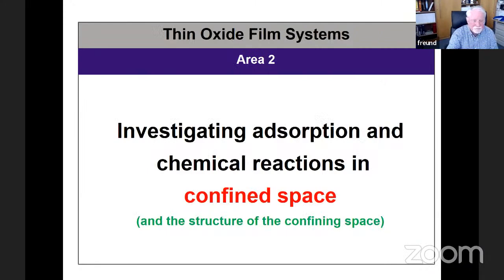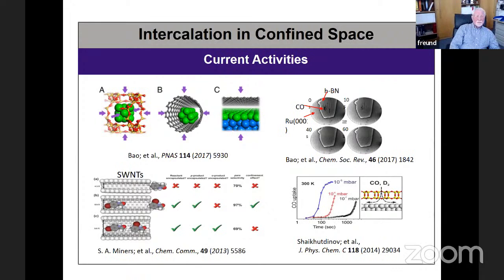This was the first example. The second example is now going to what we call confined space. Now, what do we mean? What we mean, and it's not our first idea, there were other people who were looking into this. Can we have, say, for example, carbon nanotubes where you have limited space? And how does the limited space in the nanotube change the reactivity of the system? I already mentioned, if you have zeolites where you have particles inside the zeolite, how does that influence the reactivity as compared to the open situation?